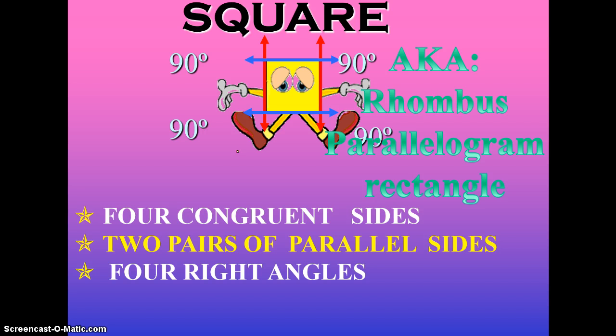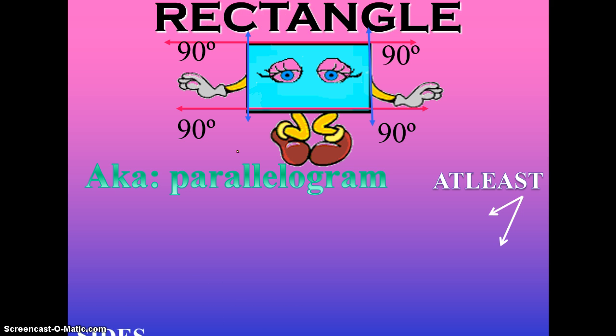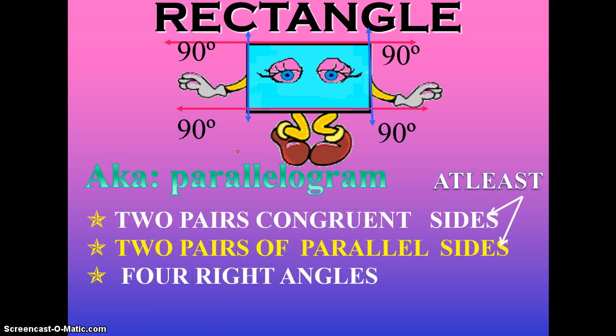But I do want to emphasize that not all rhombuses are squares, because not all rhombuses have 90-degree angles. Certainly not all our parallelograms are squares, and we are familiar with rectangles that are not squares at all. And then, speaking of rectangle, here's our rectangle. To be a rectangle, you need to have two pairs of congruent sides.